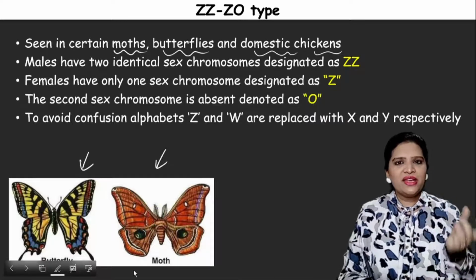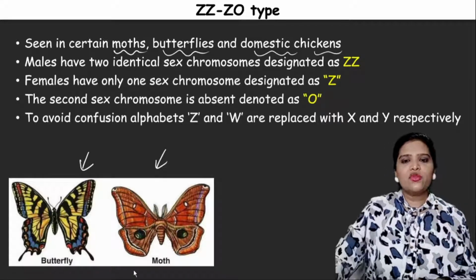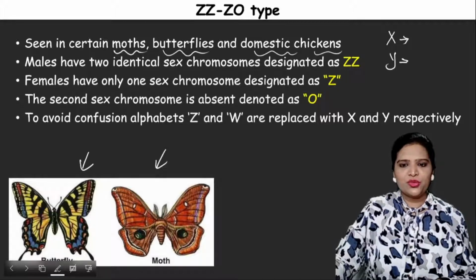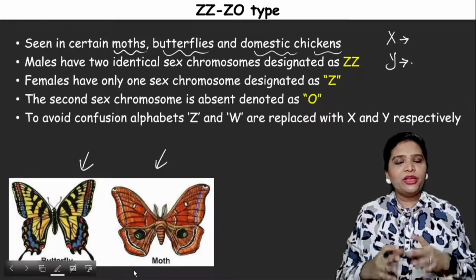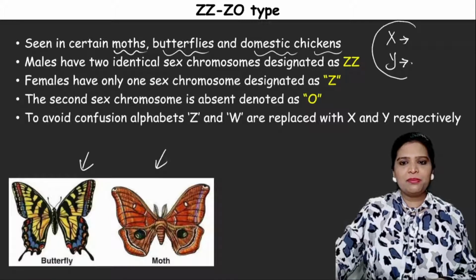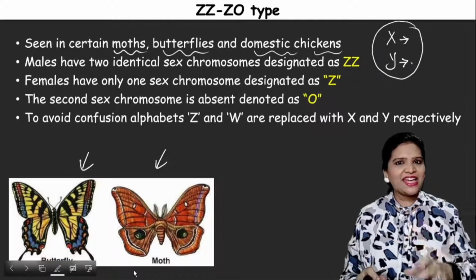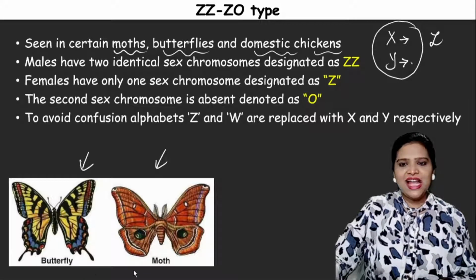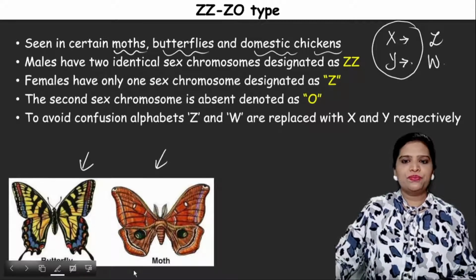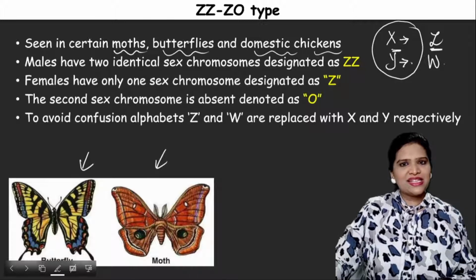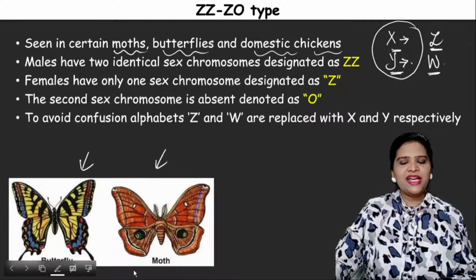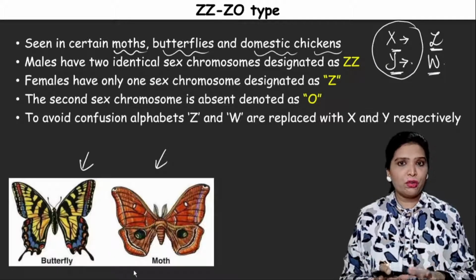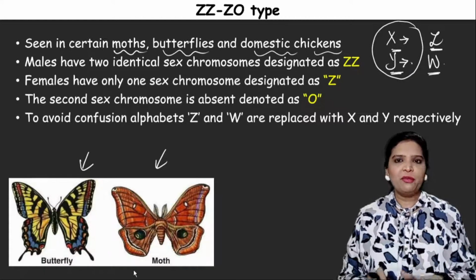See, when we talked about sex chromosomes, we used the alphabets X chromosome and Y chromosome. Now, in order not to get confused with the same type of chromosomes, these X and Y letters have been replaced with two other letters, that is Z and W. So X is replaced by Z and Y is replaced by W. These are the new alphabets we use for chromosomes in this type of heterogamety.